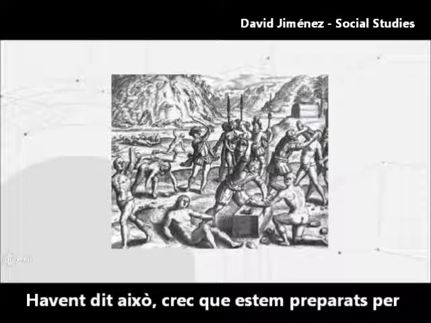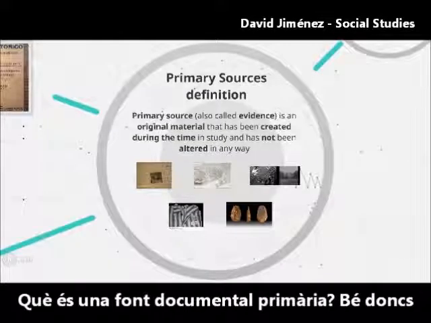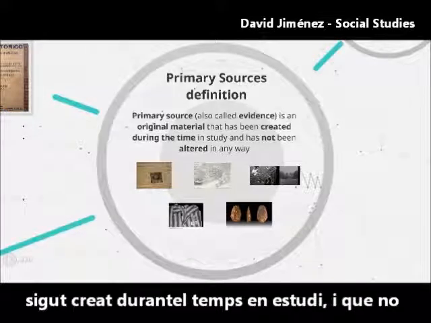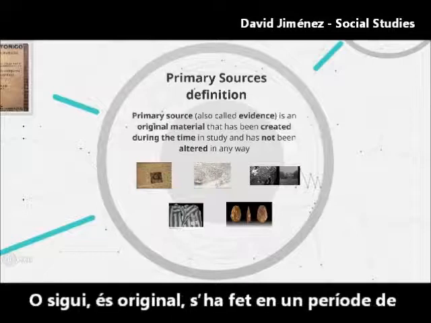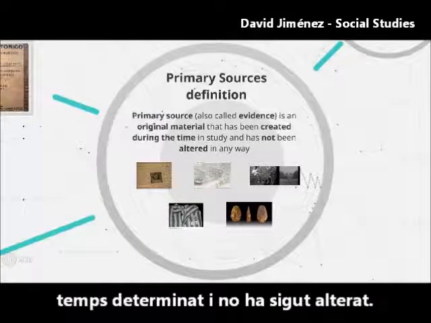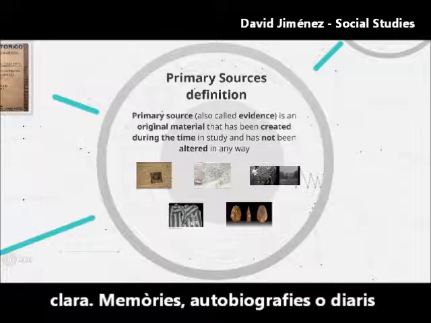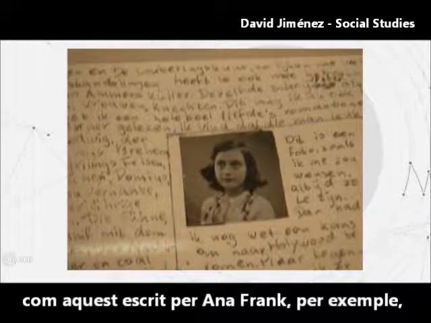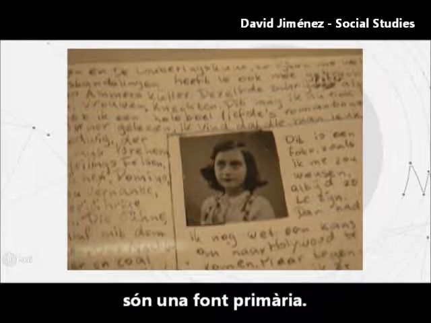Having said that, I think we are ready to know what a primary source is. What's a primary source document? Well, it's evidence and an original material that has been created during the time in study and has not been altered in any way. So it's original, it has been made at a particular period of time, and it has not been altered. I will walk you through some examples so you will have a clear picture. Memoirs, autobiographies or diaries like this one written by Anne Frank, for instance, before she was killed by the Nazis, are a primary source.